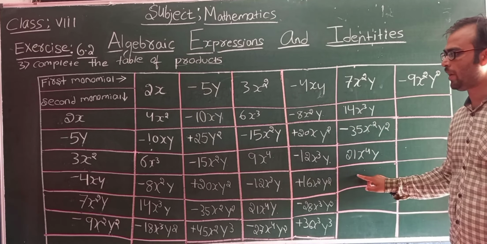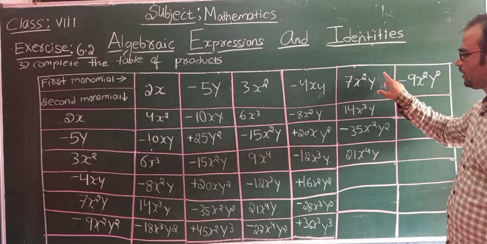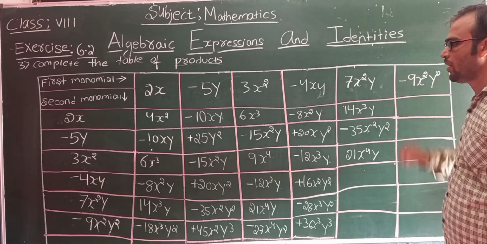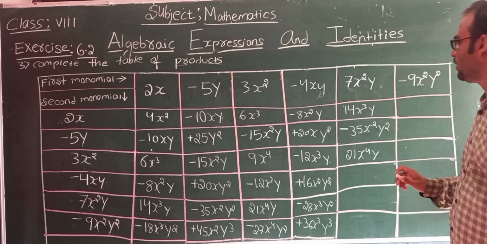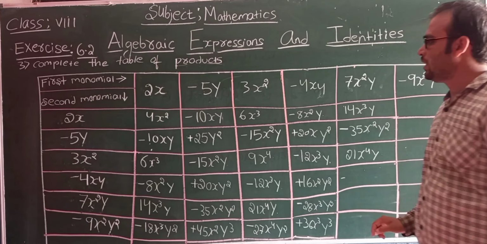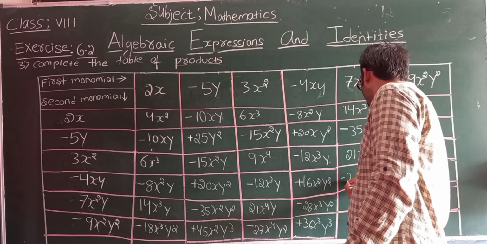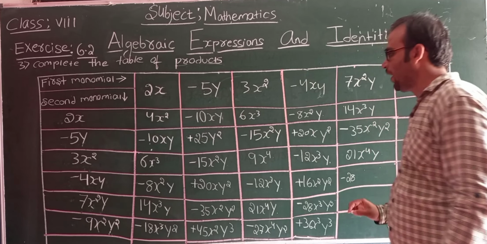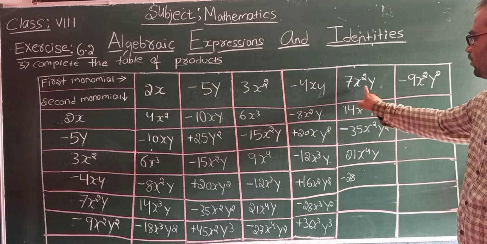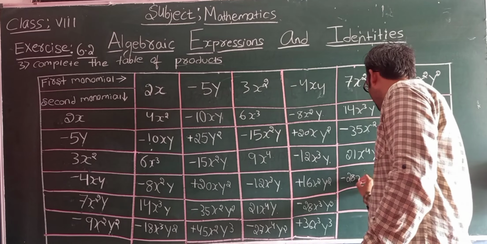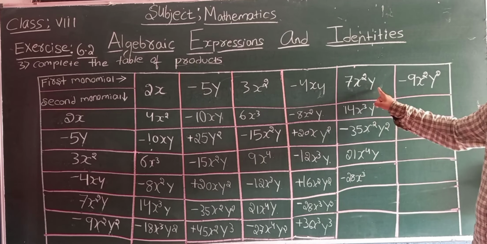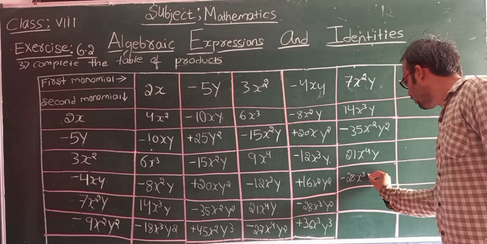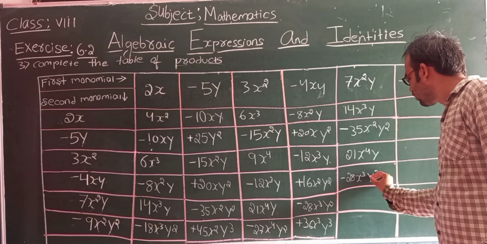Now what we need to multiply? Minus 4xy with 7x square y square. So here plus is there, minus. So plus into minus will be minus. 7 4s are 28 and there x is there, so here x square is there. So x into x square will be x cube. There y is there, so here also y, so y into y will be y square.